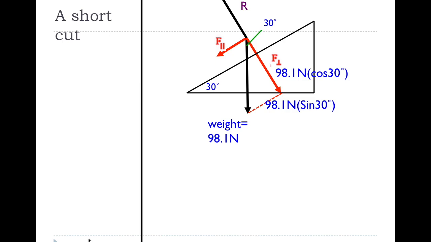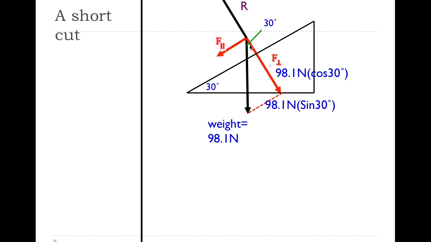Now that we've done it a longer way, I'd like to show you a shortcut, and you're going to love it. As long as you know the angle of the ramp that the object is sliding on, it is going to be so simple. So we know that the y component is 98.1 newtons cosine 30 degrees. Down here, the x component was 98.1 newtons sine 30 degrees.